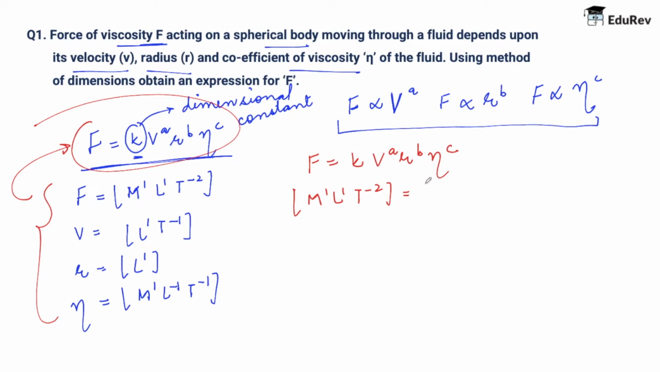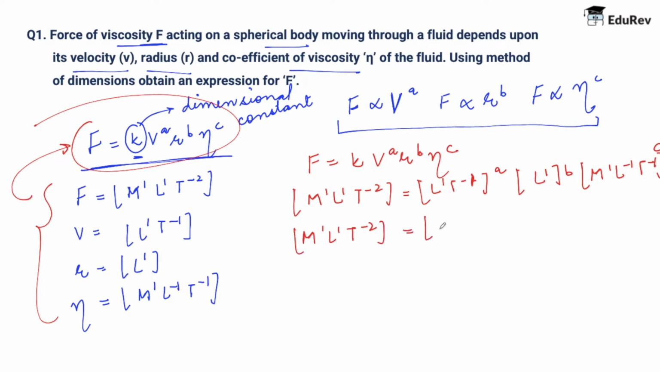Yes. Then V is what? L T to the power a. Then R is what? L. And finally, the coefficient of viscosity is M L T, to the power c. Now when I'm going to open it, it will be simply M L T equals M to the power c, L to the power a plus b plus c, and T to the power minus a minus c.